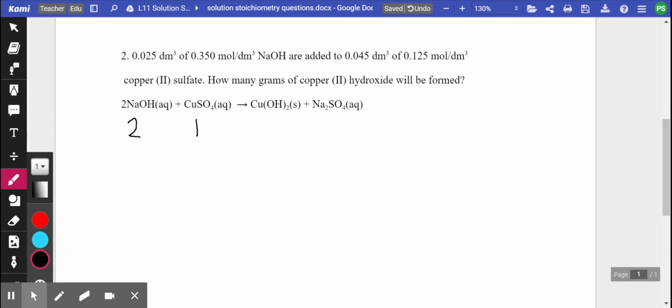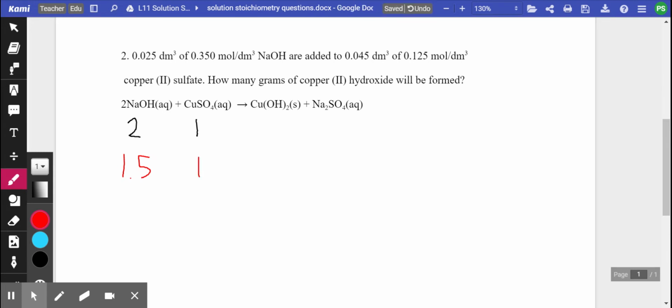Now, sometimes you do not have enough of a particular chemical, and that is called the limiting reagent. So let's give an easy example to begin with. Let's say you're given 1.5 moles of NaOH and 1 mole of copper sulfate.